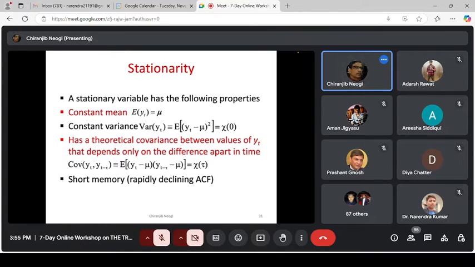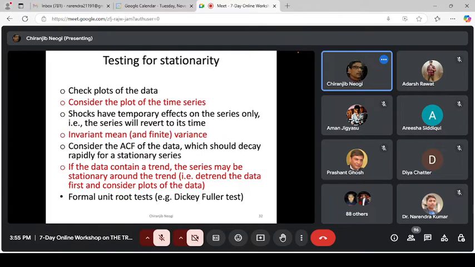Now, there is an advantage of stationarity: if it is a stationary process, then it has a short memory. I will come to that. Before that, how can we test for stationarity? How can I say whether this series is stationary or not?